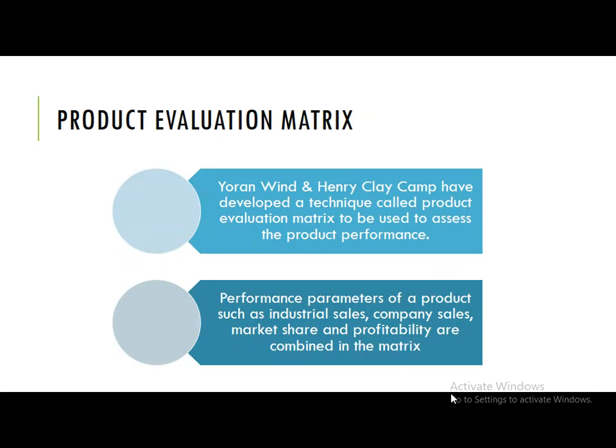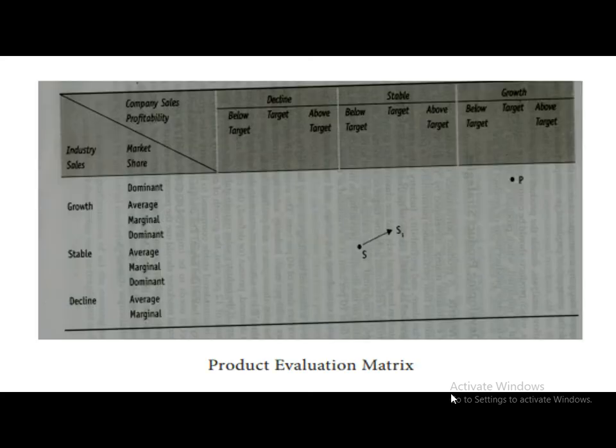Now we have talked about the product evaluation matrix. So what is that? According to Jordan and Henry, they have developed a technique called the product evaluation matrix to be used to assess product performance. Performance parameters of products such as industry sales, company sales, market share and profitability are combined in the matrix. Now just look at this matrix. You can pause the video and look at the matrix. Industry sales are represented on the vertical axis and are grouped as growth, stable, or decline.